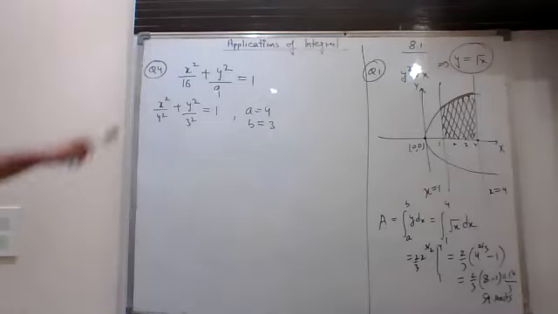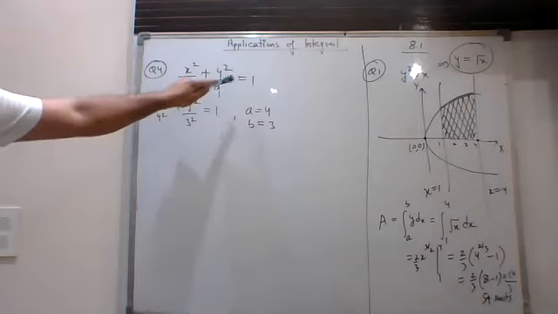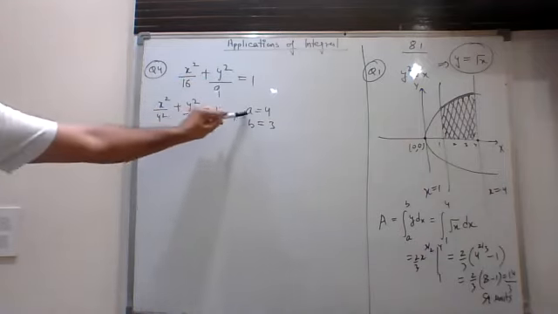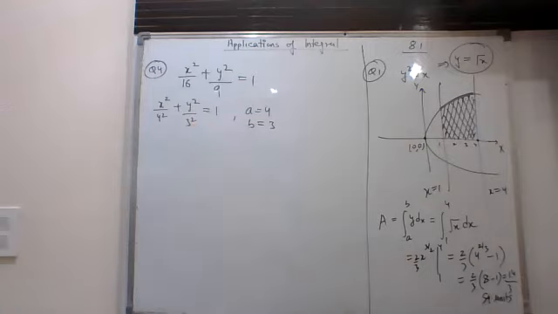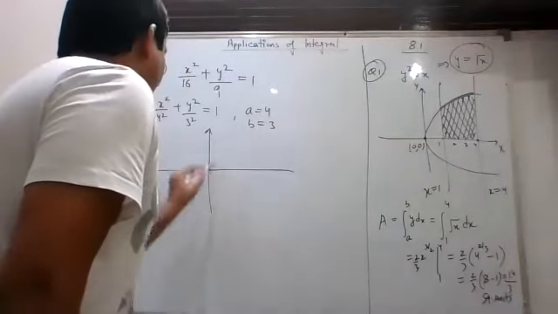Okay, so now let us discuss question number 4. The equation of the curve is x square upon 16 plus y square upon 9 is equal to 1. So we can rewrite it in this form, and obviously your a stands for 4 and your b stands for 3.